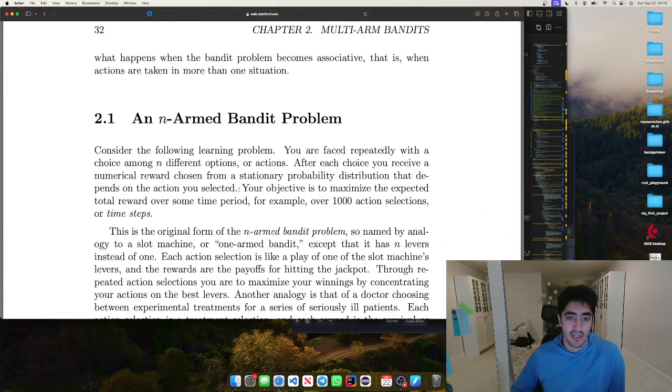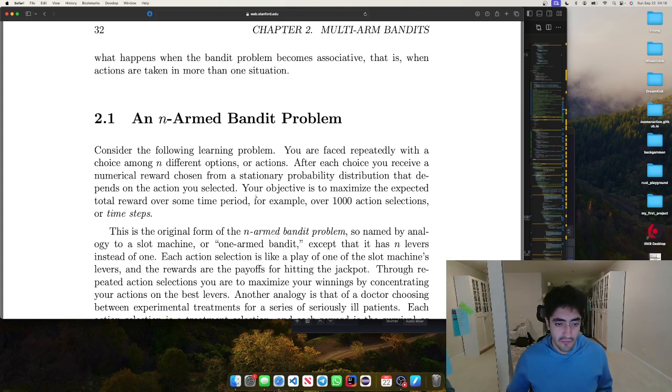An n-armed bandit problem. Consider the following learning problem. You are faced repeatedly with a choice among n different options or actions. After each choice, you receive a numerical reward chosen from a stationary probability distribution that depends on the action you selected. Your objective is to maximize the expected total reward over some time period, for example, over 100 action selections or time steps.